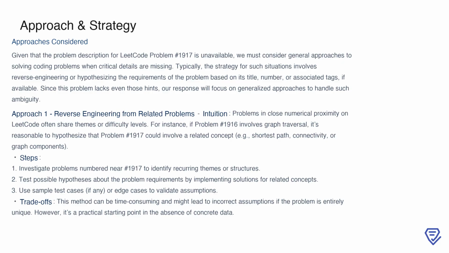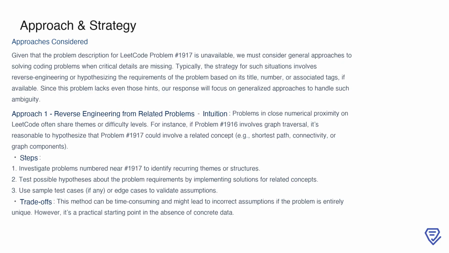When faced with a problem like LeetCode number 1917, where the description is missing, we must adopt strategies to handle the ambiguity effectively. One such approach is reverse engineering based on related problems. The intuition here is that problems in numerical proximity on LeetCode often share common themes, patterns, or difficulty levels. For instance, if problem number 1916 deals with graph traversal, it's reasonable to hypothesize that problem number 1917 might involve a related concept, such as finding the shortest path or analyzing graph connectivity.